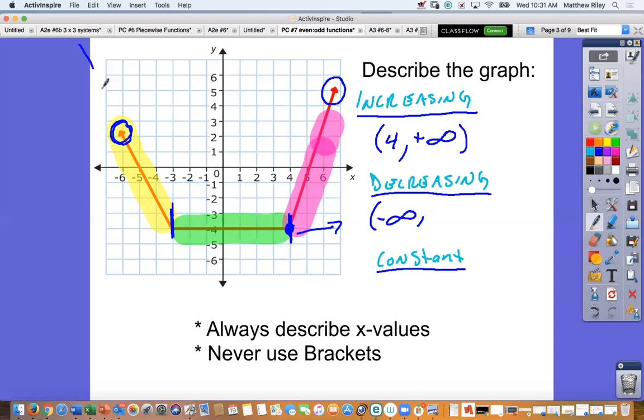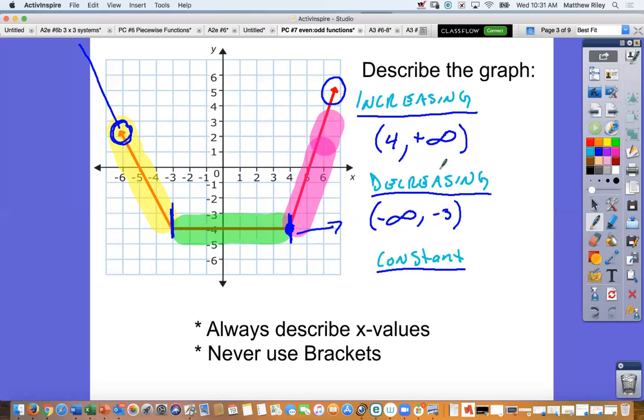It might have started way up here. We don't really know where exactly it started, but it decreases until it hits what x value? -3. Perfect. So that's the interval on which your y values are decreasing. So all the way from the left until you get to -3. And again, you never use brackets. It should be a parenthesis every single time on this.